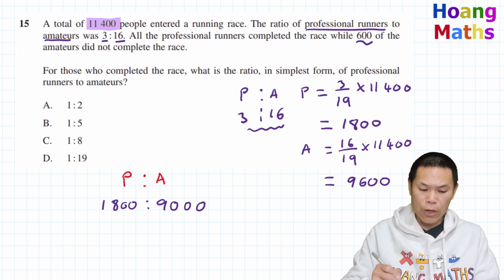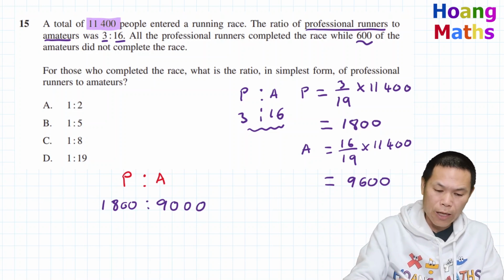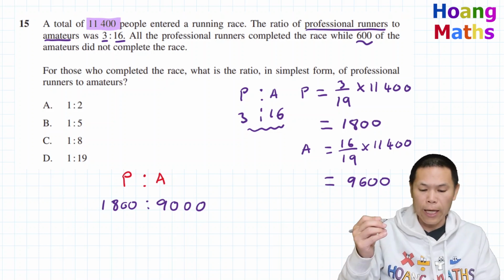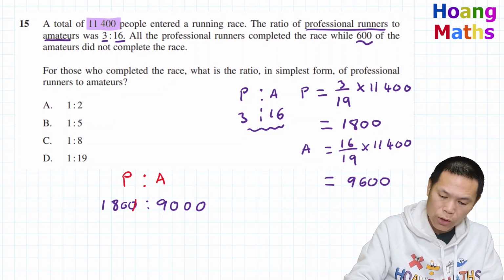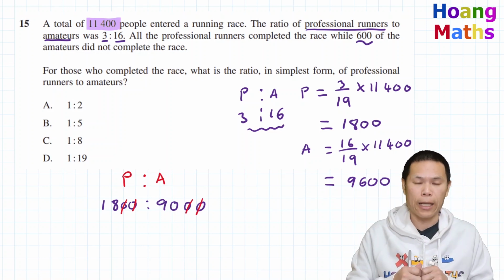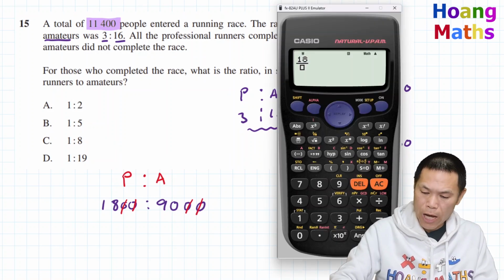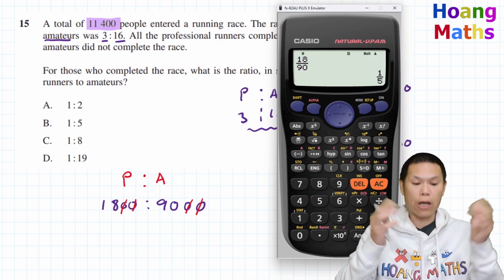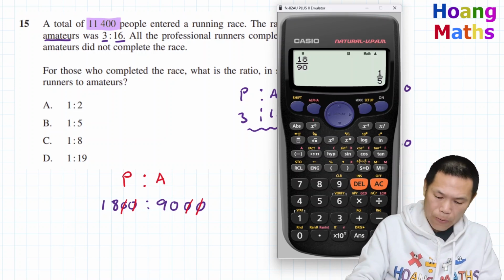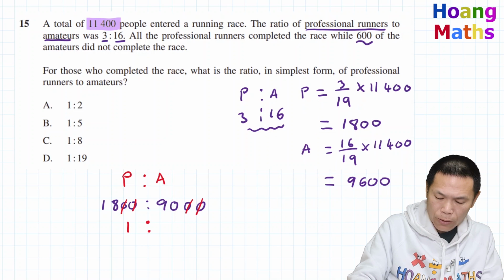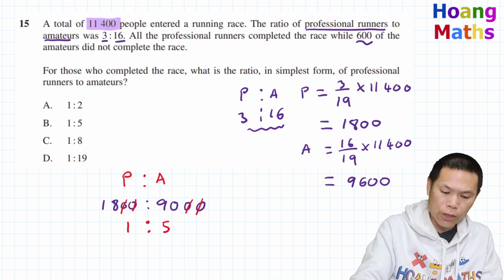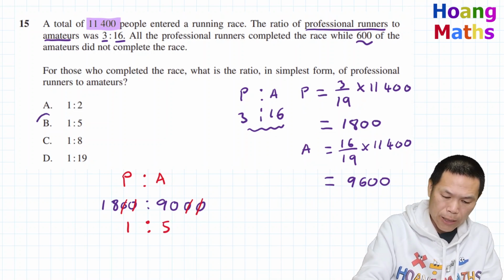So there you go. What I do is simplify this. I can just put it on a calculator, or I can just cancel these 2 zeros first. So now I can just put on a calculator: 18 over 90. So there you go, 1 to 5. So the answer should be B.